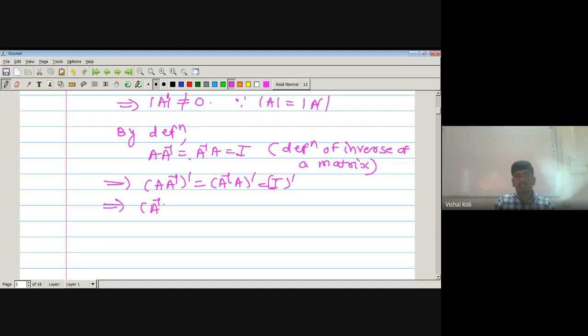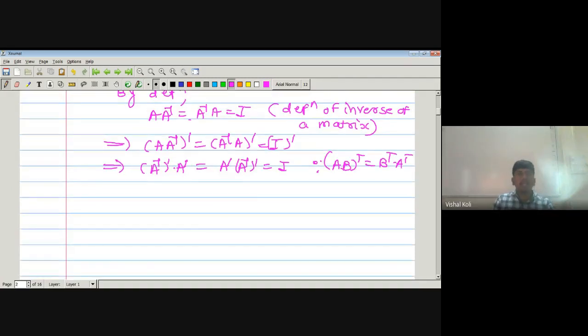A inverse transpose into A transpose is equal to A transpose into A inverse transpose, and the transpose of the identity matrix is the identity only, and this is from (A B) transpose being B transpose into A transpose. Okay. Now, here A inverse transpose into A transpose is equal to A transpose into A inverse transpose is equal to I.